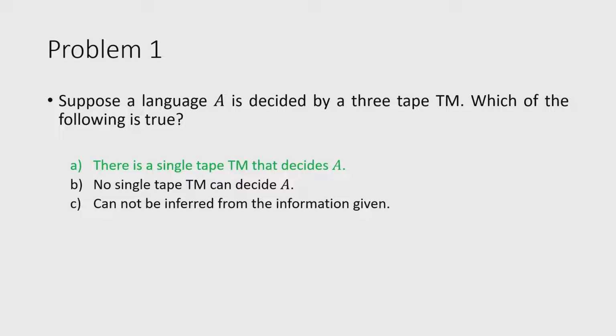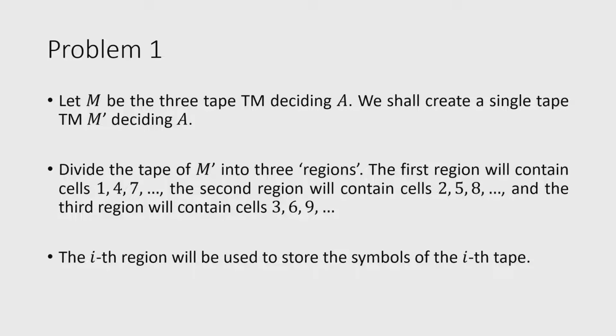So the solution to this problem is that there exists a single tape Turing machine that can decide A. So now let's see why this is true. Suppose that we are given a 3-tape Turing machine M which decides the language A. What we will do is create a single tape Turing machine M prime which also decides A.